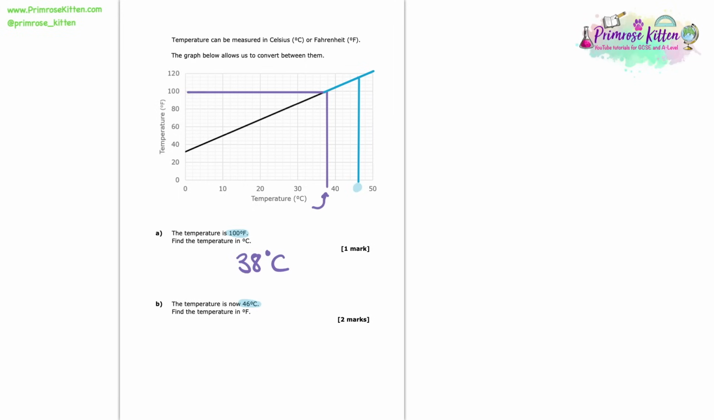and now we can go across horizontally to find the Fahrenheit. And here, reading that, I make that to be around 115 degrees Fahrenheit. But you will find in an exam they're going to give you a little bit of leeway with that. The most important thing is that you show all of your working on the graph and that you use rulers in order to draw these lines.